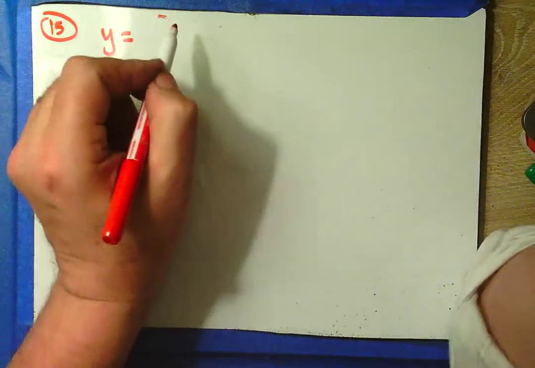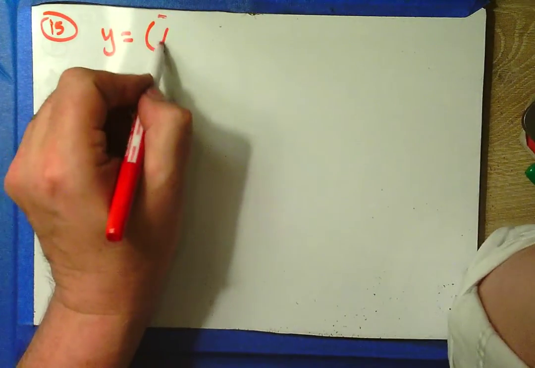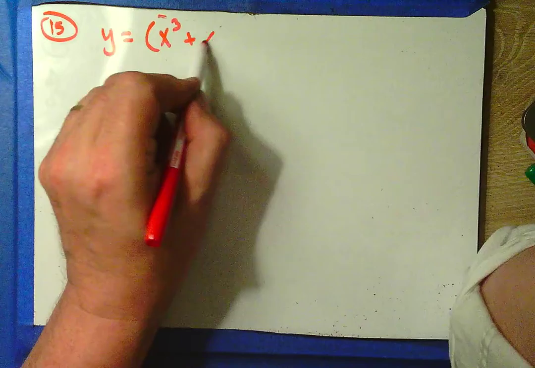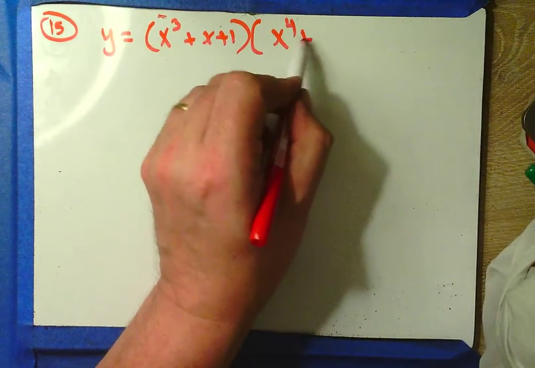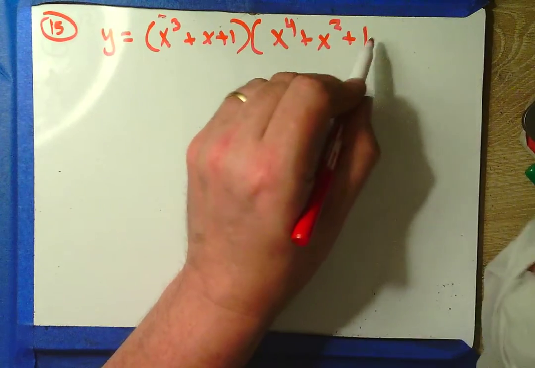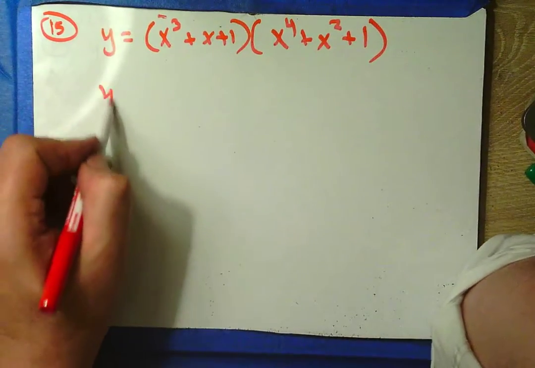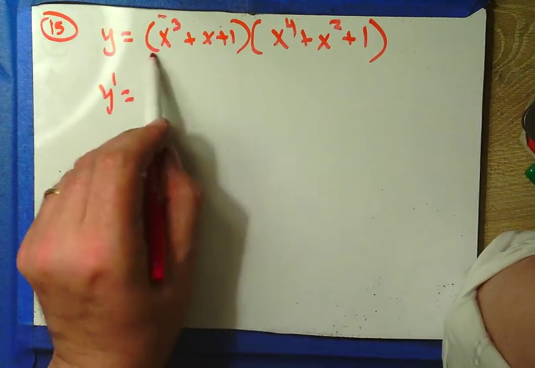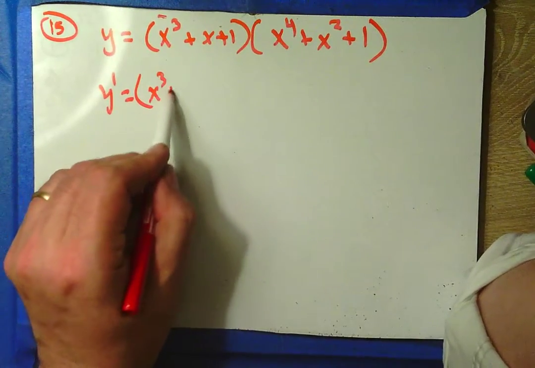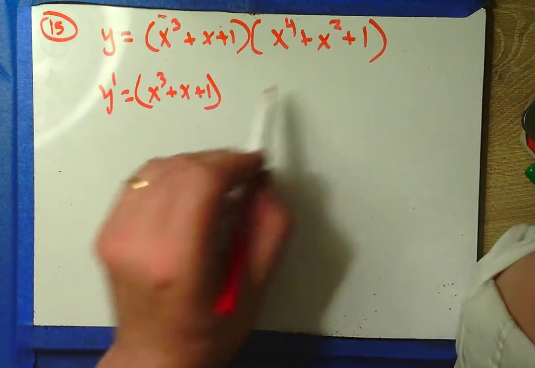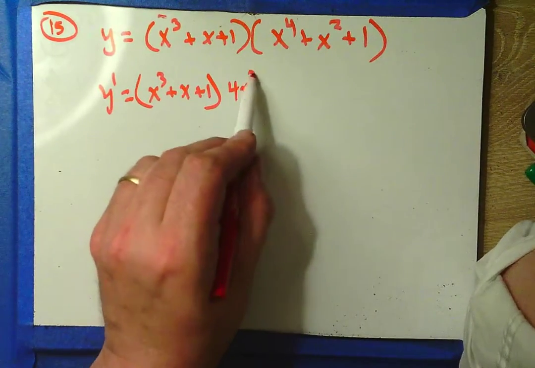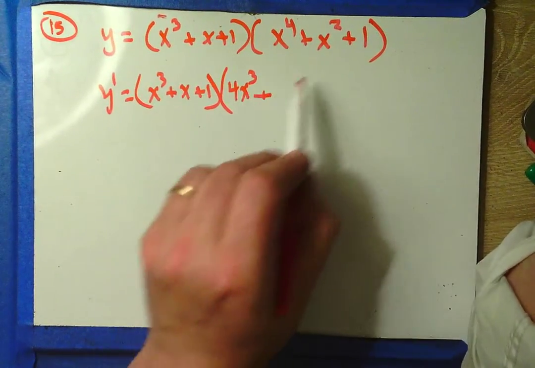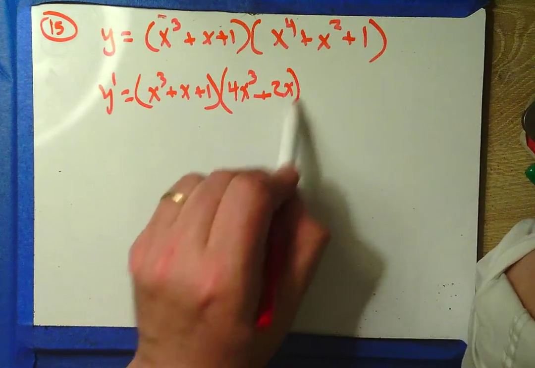They tell us that y is this product, x to the third plus x plus 1 times x to the fourth plus x squared plus 1. And here we're going to say that y prime is this times the derivative of this. The derivative of x to the fourth is 4x to the third, plus the derivative of x squared is 2x.